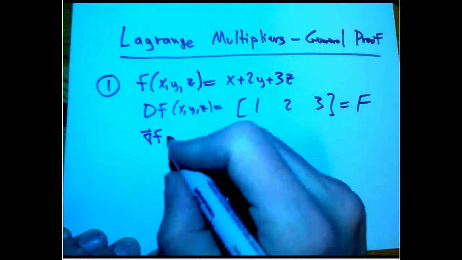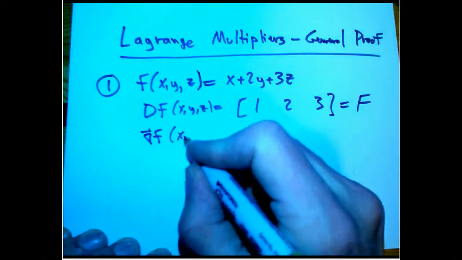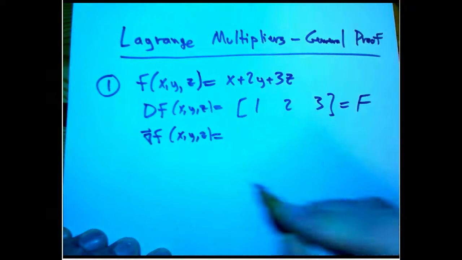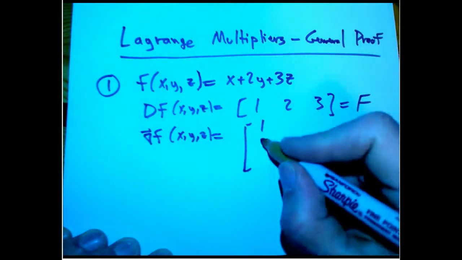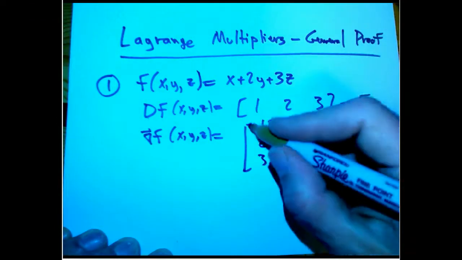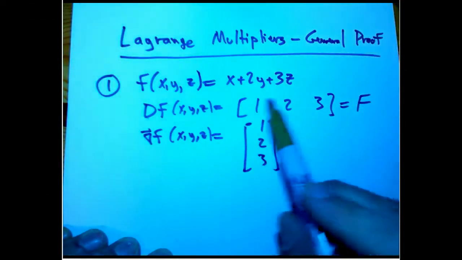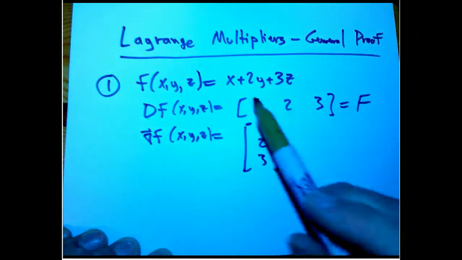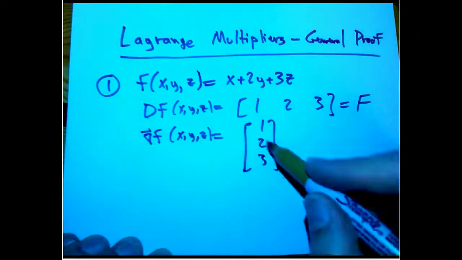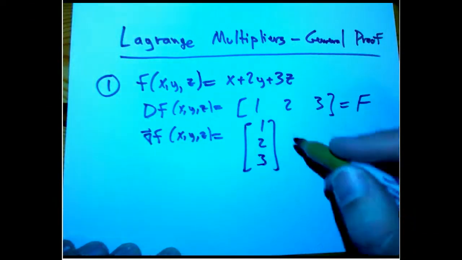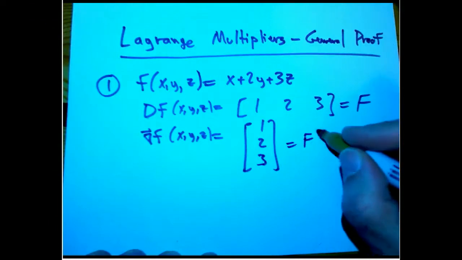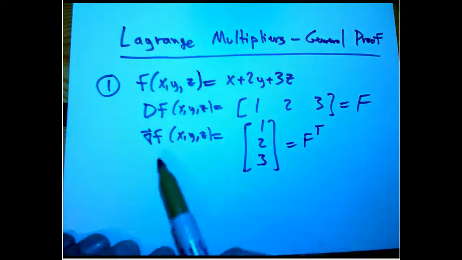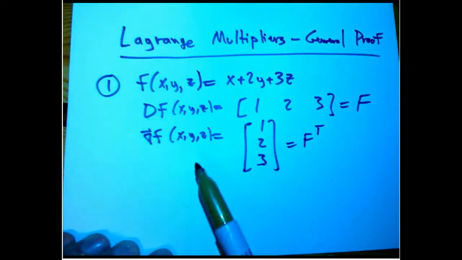The gradient of F at x, y, z then is just the transpose of that. Really, for deeper purposes, it's important to realize it's a row vector, but a lot of the time there's no harm in taking its transpose and thinking of it as a column vector, and that's where we get the idea of the gradient as a vector field.